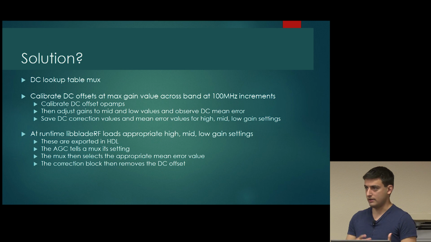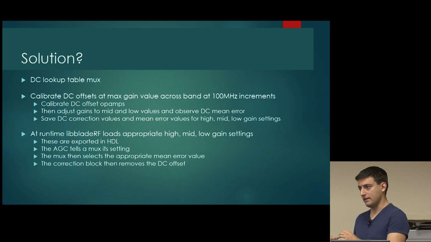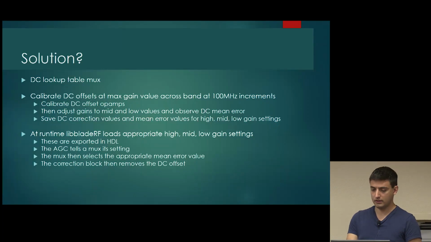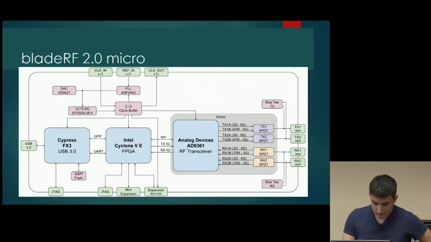So the software runs a bunch of calibration routines, figures out what the DC offset is at each one of the 3 gain settings, programs it into the DC offset lookup table, and then as the AGC is running, it knows what gain it's going over to, and selects the appropriate DC offset to subtract from the incoming signal. This is just a Signal Tap capture of the AGC running.